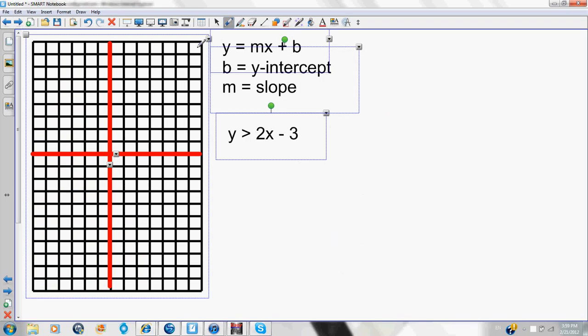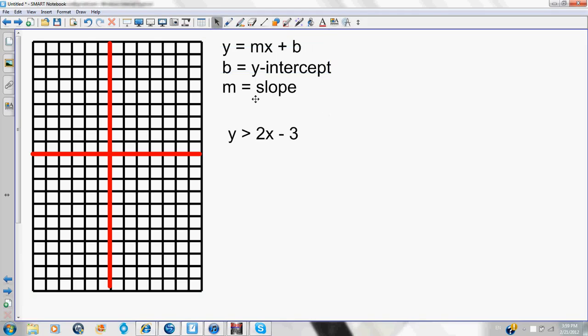Okay, let's try this one. This one says is greater than. If it says is greater than, that means that you're going to be shading above it. And once again, it just says greater than, so that means that the answer is not contained on the line. So when you draw your line, it's going to be a dashed line.